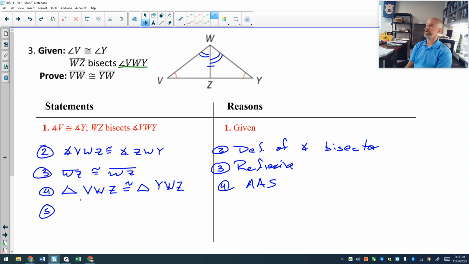And finally, VW and YW. Are they in the correct positions? VW, YW, yes, they're both first and second. That works out. VW is congruent to YW by CPCTC.